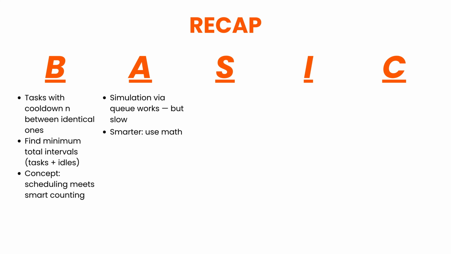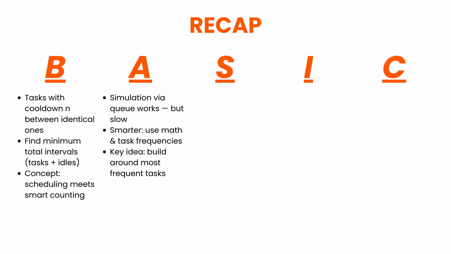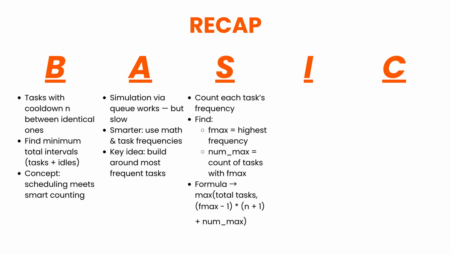While simulating with a priority queue works, it's not efficient. The elegant way is counting. Find the most frequent task, fmax, and how many tasks tie for that frequency, num_max. Use a formula that accounts for full frames of cooldowns and then fills remaining slots. The plan. Count frequencies of all tasks. Compute fmax and num_max. Apply the formula: max(total tasks, (fmax - 1) * (n + 1) + num_max). This gives the minimum time with no unnecessary simulation.